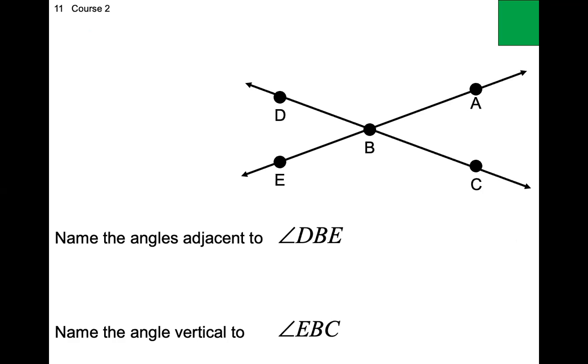DBA shares point B and side DB. That one is adjacent. Also, EBC, because it shares point B and it shares side EB. So these two angles are adjacent to angle DBE.